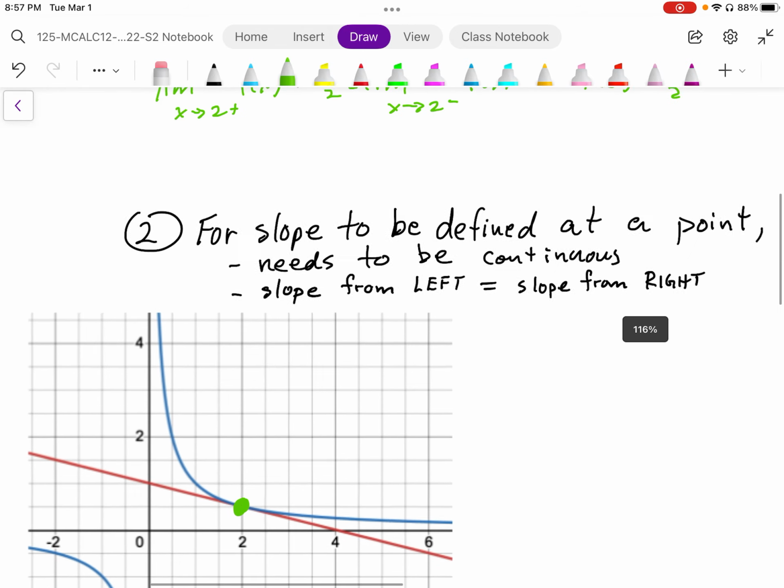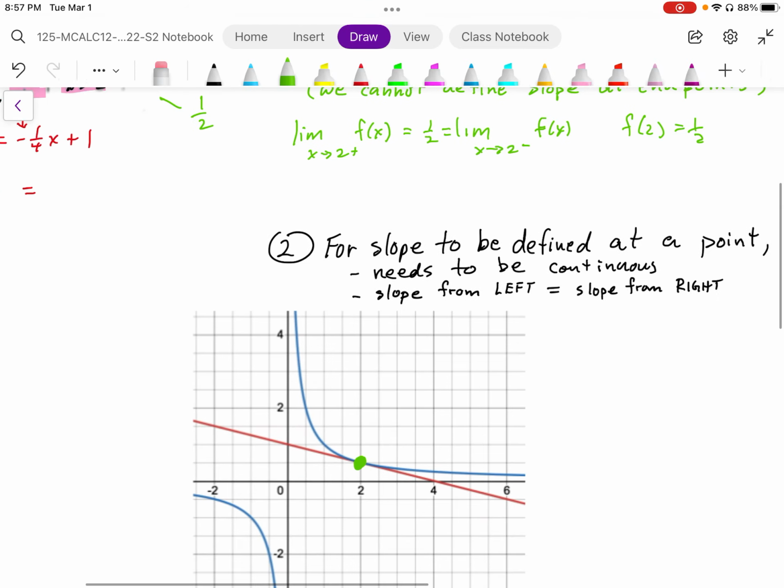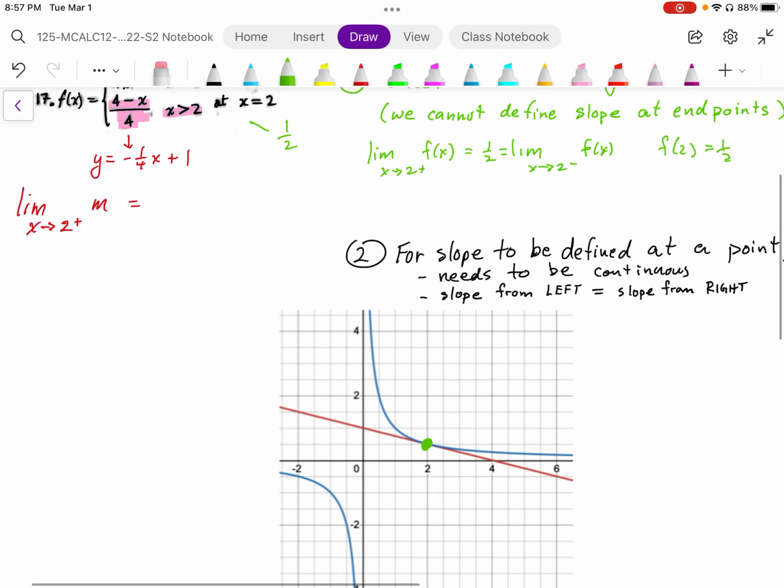Secondly, for a slope to be defined at a point, it needs to be continuous, which we've checked for. And the slope from the left must equal the slope from the right. So now I have to test for slopes from the left and right.